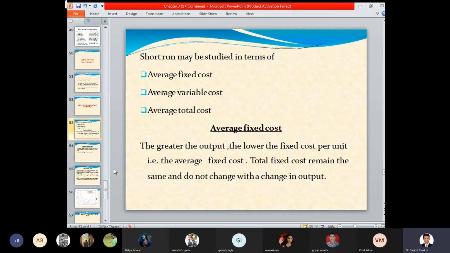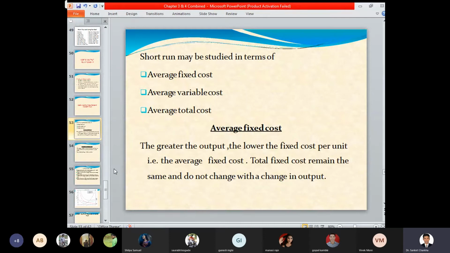Now, every individual cost that we are identifying has a different valuation, and this valuation differs based on the nature of that particular cost. How do we identify the nature of cost? Either the cost can be called a fixed cost, or it can be called a variable cost, or it can be called a total cost.